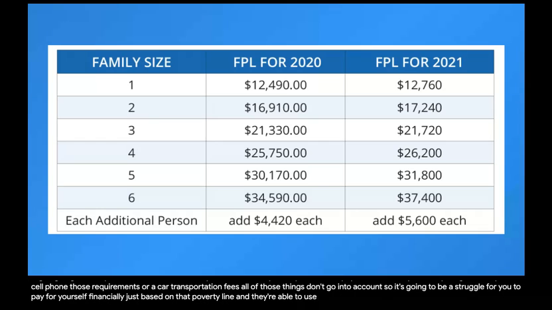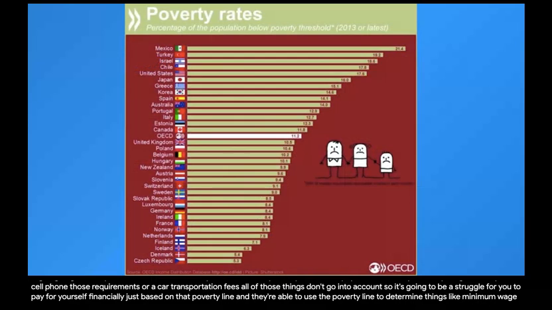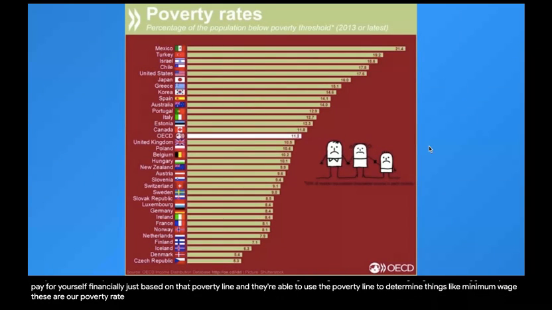And they're able to use the poverty line to determine things like minimum wage. These are our poverty rates of all the countries in the world. This is a little dated, but as you can see, the United States has one of the highest rates of poverty in the world.